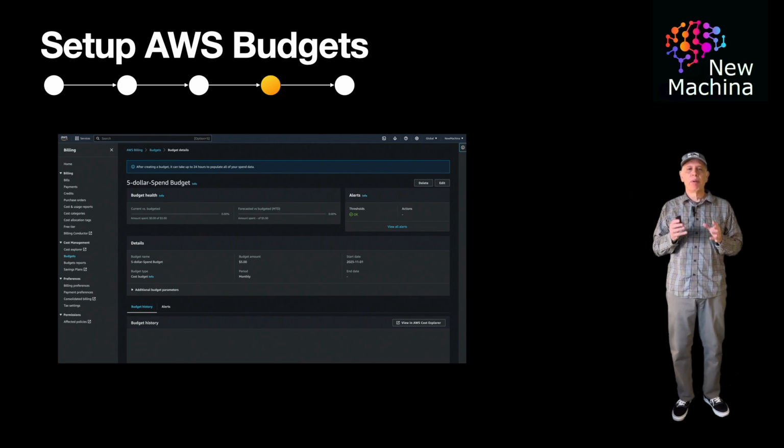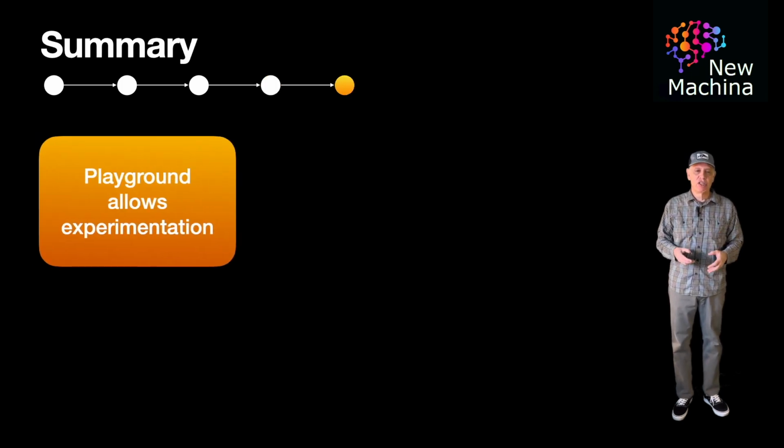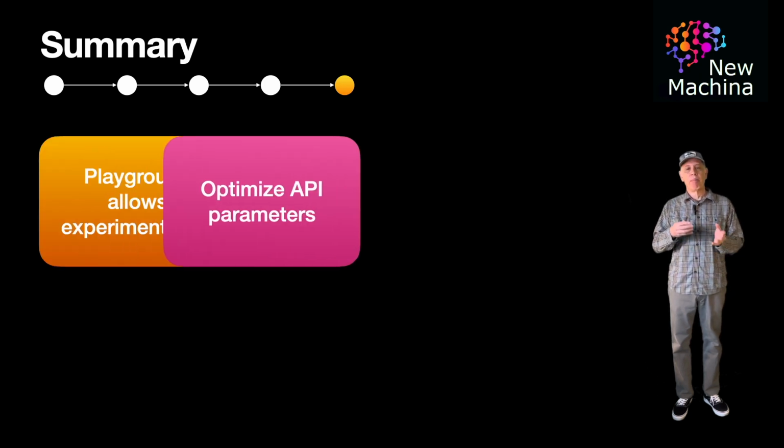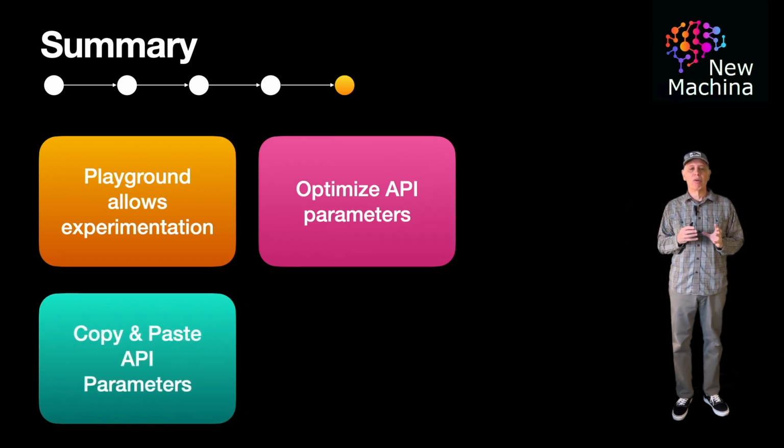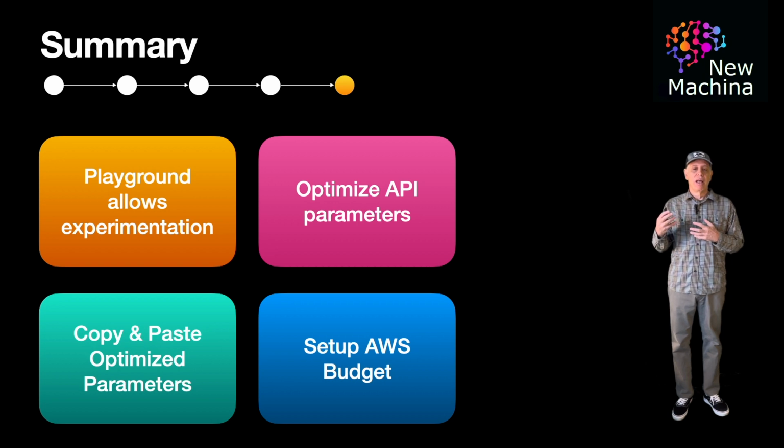So in summary, playgrounds allow for experimentation and fine-tuning. They allow you to optimize your API parameter calls to the foundation models, and then ultimately you're able to copy and paste those parameters into your application code to get exactly what you're looking for. Lastly, I showed how to set up an AWS budget, which is a good practice in general, but I did it in this case because I was never quite sure how much I was spending as I was experimenting with AWS Bedrock.